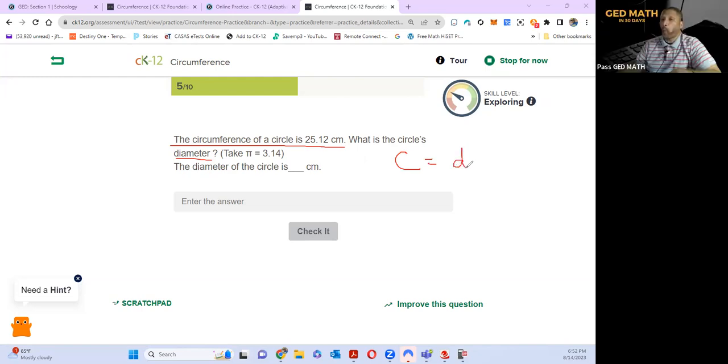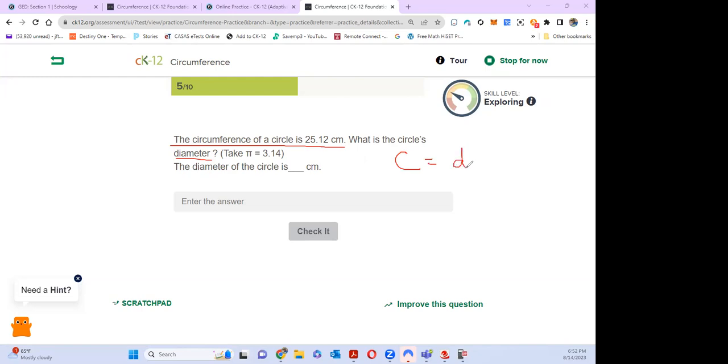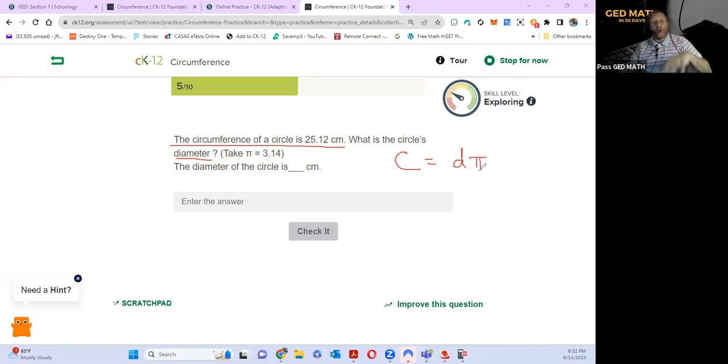Nope. C equals D times pi. On my website I have a QUIZIZZ for formulas. You should know C equals 2 pi r or D times pi for circumference. You should know the area of a circle is pi r squared. These formulas you should know.